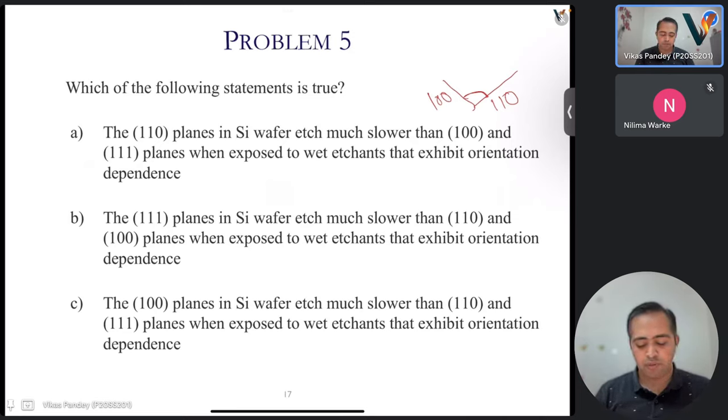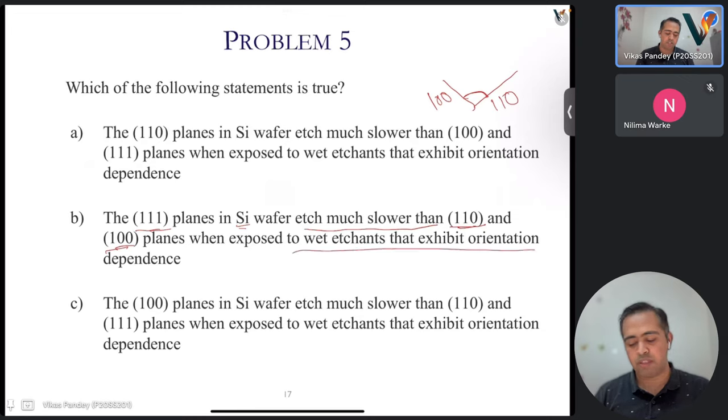The second one is the 111 plane in silicon wafer etches much slower than the 110 and 100 plane when exposed to wet etching, or is the 100 plane slower? Which one is the slower? Do you remember? And this property of selectively etching different planes by the wet etchant is used as a very useful tool to stop the etch. The profile itself will get created.